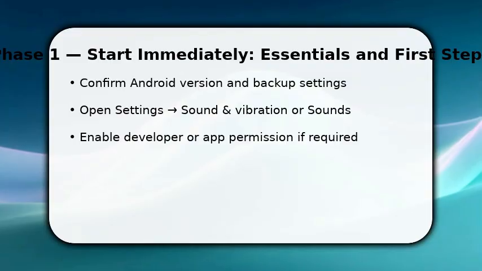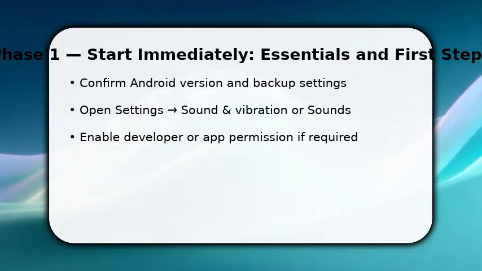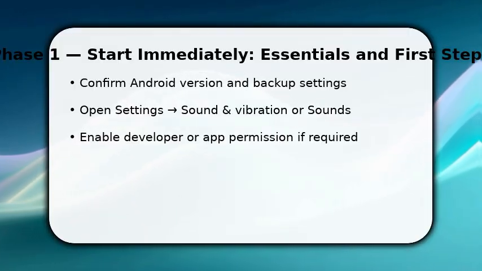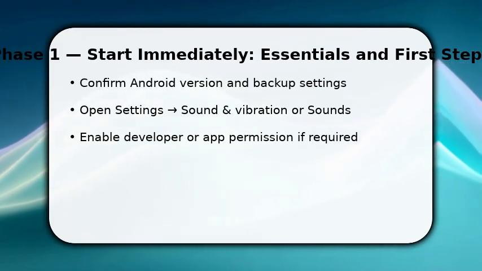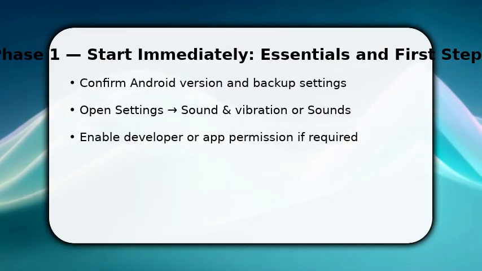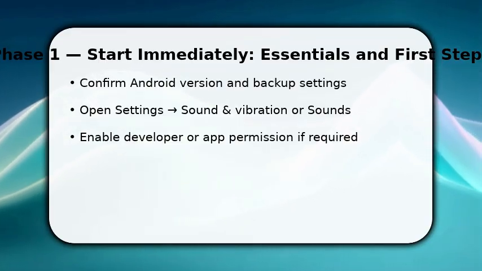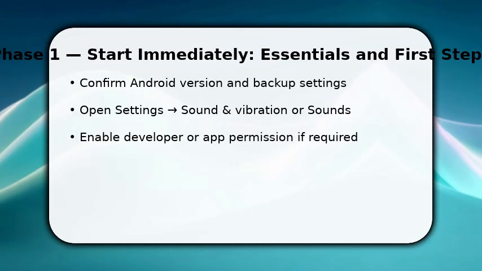Enjoy the video. You start by confirming your Android version and backing up any current sound files. Open Settings and tap Sound and Vibration or Sounds immediately. That gets you to System Tones. Once done, scroll to Charging Sound or Advanced Sound Settings so you're ready for the next change.